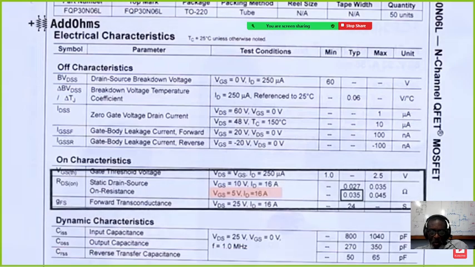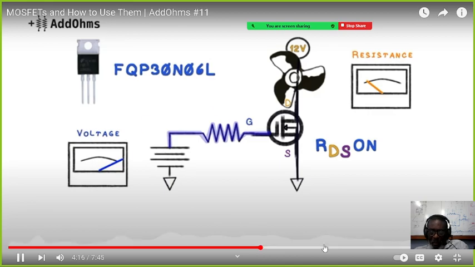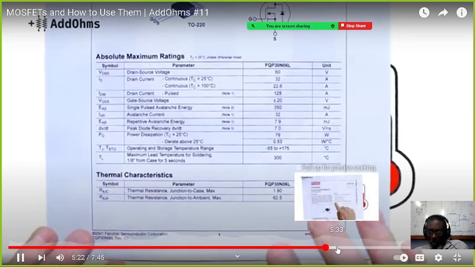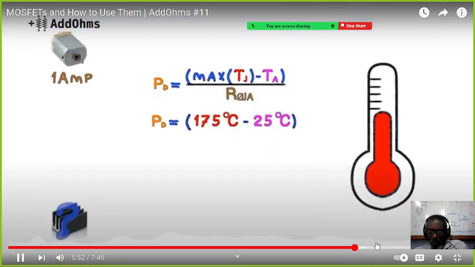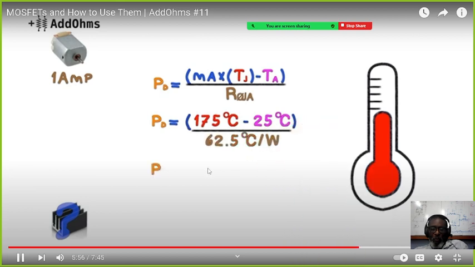That's pretty small when you think about it. Right, so we picked this MOSFET on that data sheet. First, we need the junction to ambient thermal resistance, so we take the junction temperature, subtract the ambient temperature of 25 degrees C, and divide by the thermal resistance. This gives you what is on the data sheet.